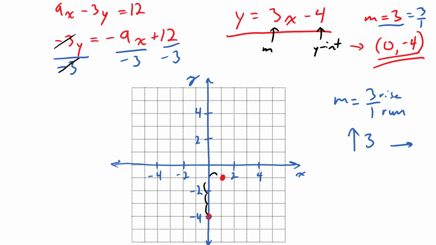I then move up 3, 1, 2, 3, and over 1. And then do it again. 1, 2, 3, over 1. I have 4 points now. Looks like it's going to be a straight line. Let's connect the dots. And there you have it.